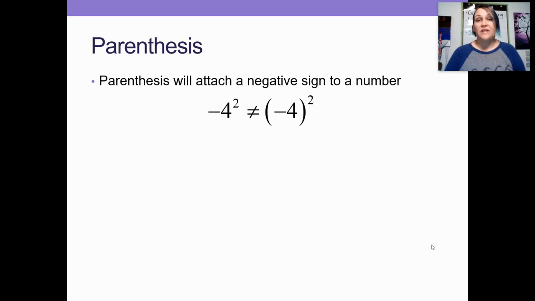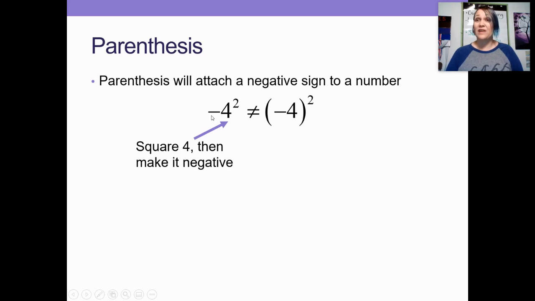For instance, negative 4 squared is not the same as negative 4 squared, with the negative 4 in parentheses. By putting the negative 4 inside of parentheses, I am now doing negative 4 times negative 4. In the first example, I'm not doing negative 4 times negative 4. That negative sign actually says like negative 1 times 4 squared. In this one, I'm actually doing negative 4 times negative 4.